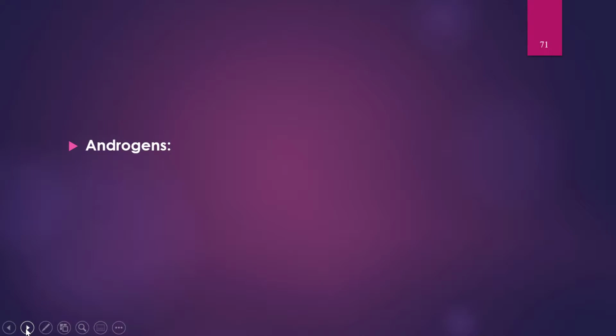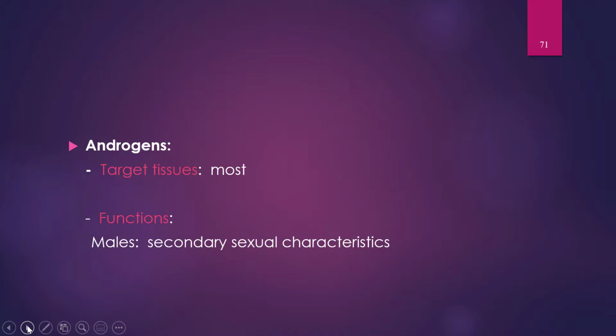Then you have the androgenic hormone. This is produced by the zona reticularis cells, and the target tissues will be most cells, and the function will be to promote the development of most secondary sexual characteristics for males. For females, it is actually our source of libido.